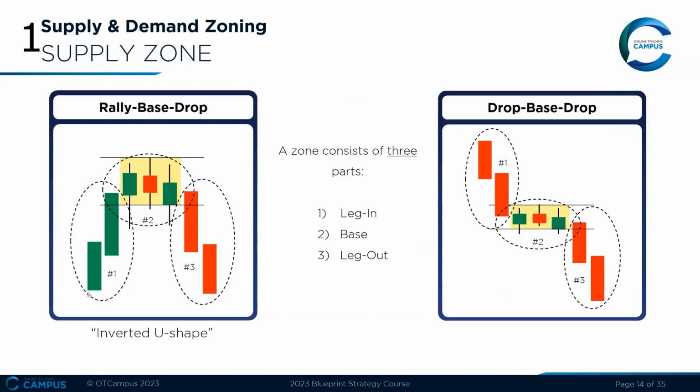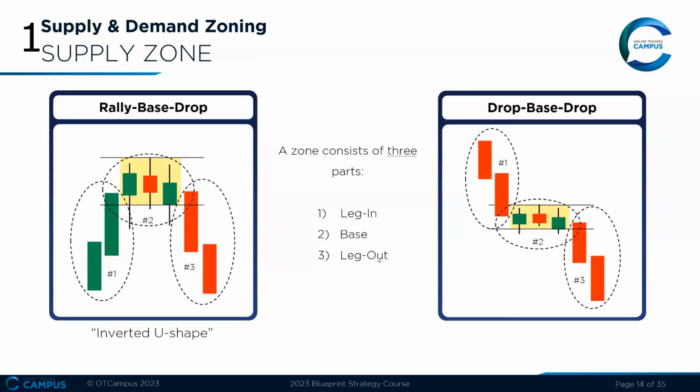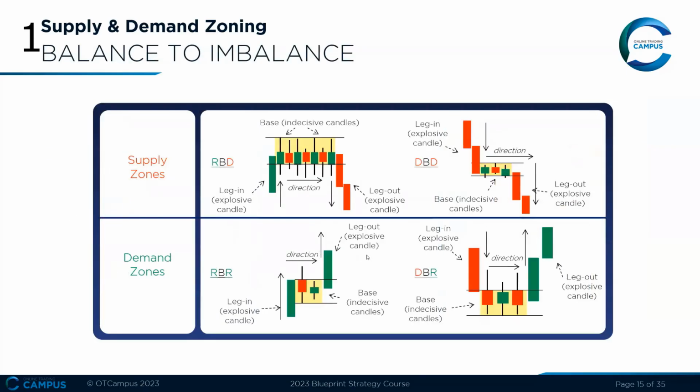On the supply front, we have a rally, a leg in, we have a base, and we have a leg out, a drop. On the drop-based drop, we have a drop, the leg in, we have a base, and we have a drop, the leg out. So you can see the leg outs and the bases, right? The leg outs and the bases are what's most important to us.